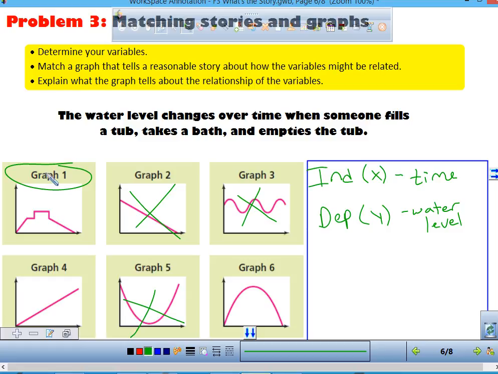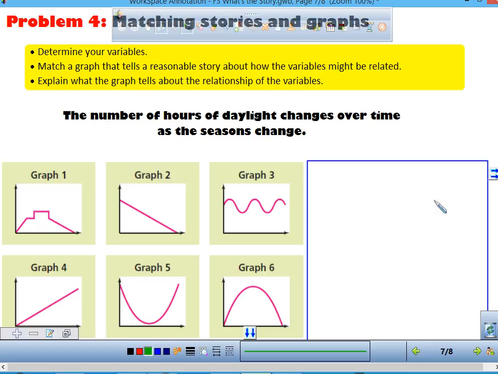So what you're going to do next is look at the next two and do them just like we did together as a class. Do them with someone next to you, please. Determine the variables, and then pick the best graph.